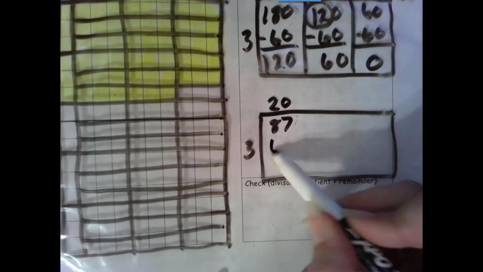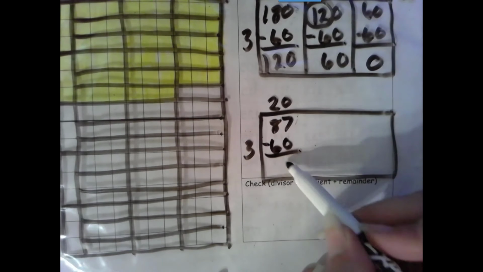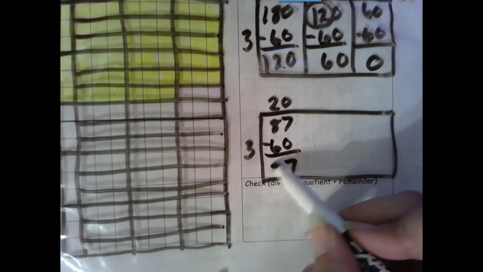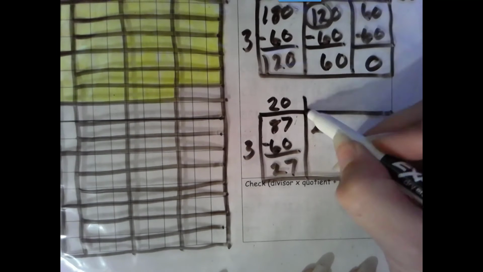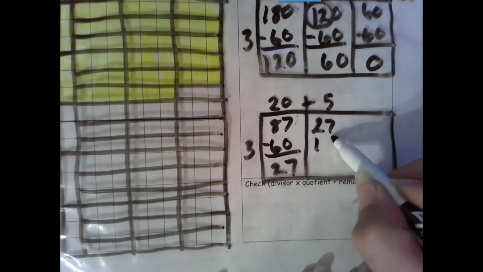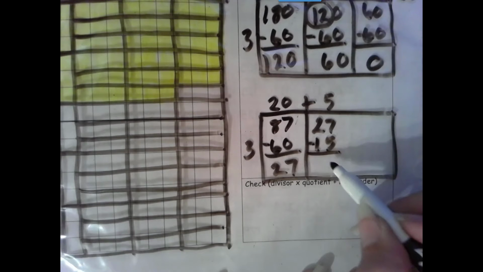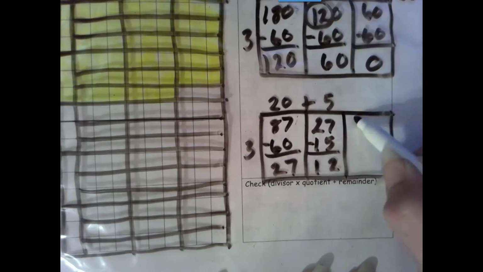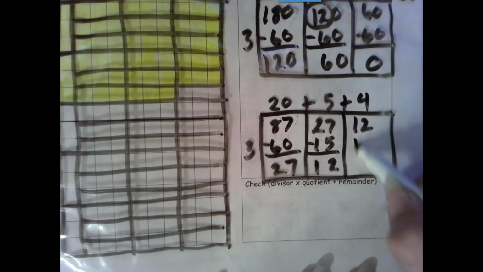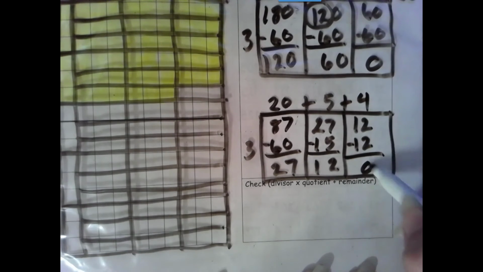20 times 3 is 60. More on top, no need to stop. 5 times 3 is 15. More on top, no need to stop. 4 times 3 is 12. Numbers the same, 0 is the game.